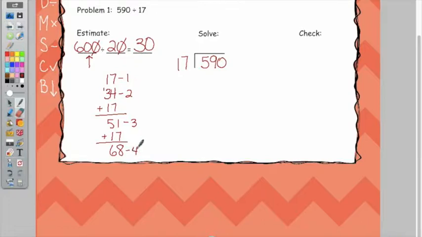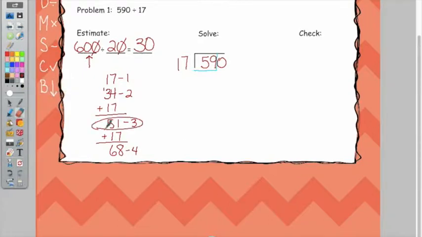The reason, has anyone figured it out? Chloe has figured it out. You're going to chunk it. I'm going to chunk it. When I chunk it, I'm going to just look at the first 2 numbers. Because can I make 17 groups out of 59? No. Yeah, I can. In fact, how many will be in each group? 3. So circle this one.